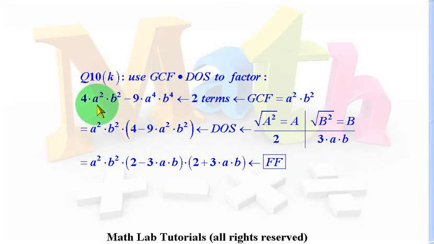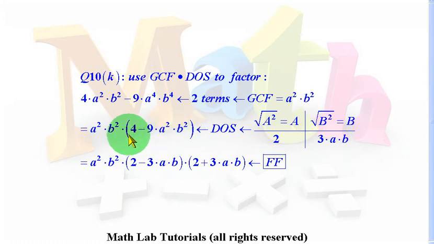Now, what's the lowest power of a? We have a squared here, a to the 4th, the lowest power is a squared. The lowest power of b, we have b squared, b to the 4th, the lowest power is b squared. So we've just finished building up the GCF as a squared dot b squared, and as usual we put it out front and we divide in order to find the balance. Term 1 divided by the GCF will give you 4. Term 2 divided by the GCF will give you 9a squared dot b squared.